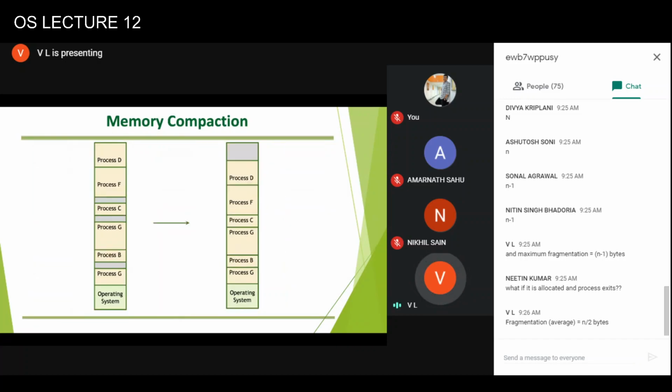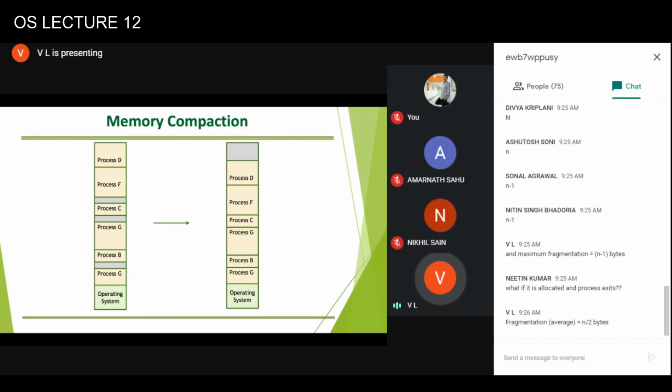So in memory compaction, the processes will be shifted. So process B gets shifted here. So all the processes get shifted. So all these three spaces now become a larger space which can accommodate one more process. But memory compaction is a time-consuming process because it will require shifting a process, copying the bytes from one region of memory to another region of memory. So you are copying almost entire memory. So it will be too time consuming.